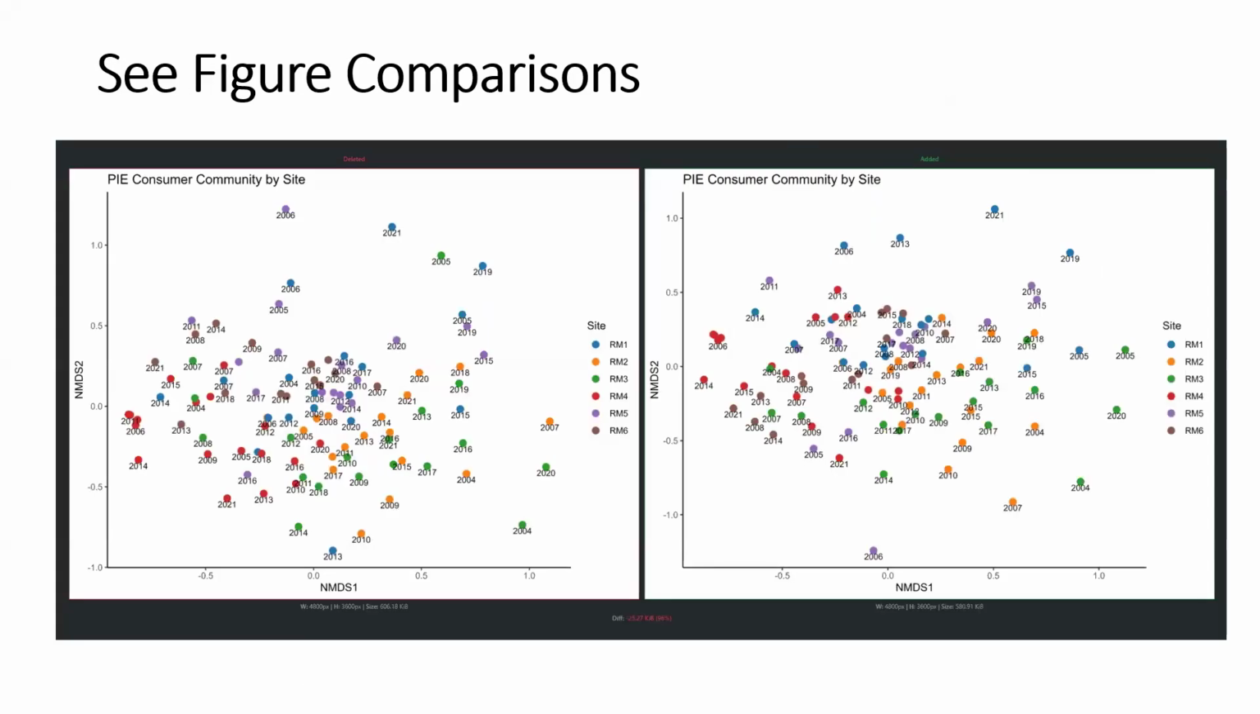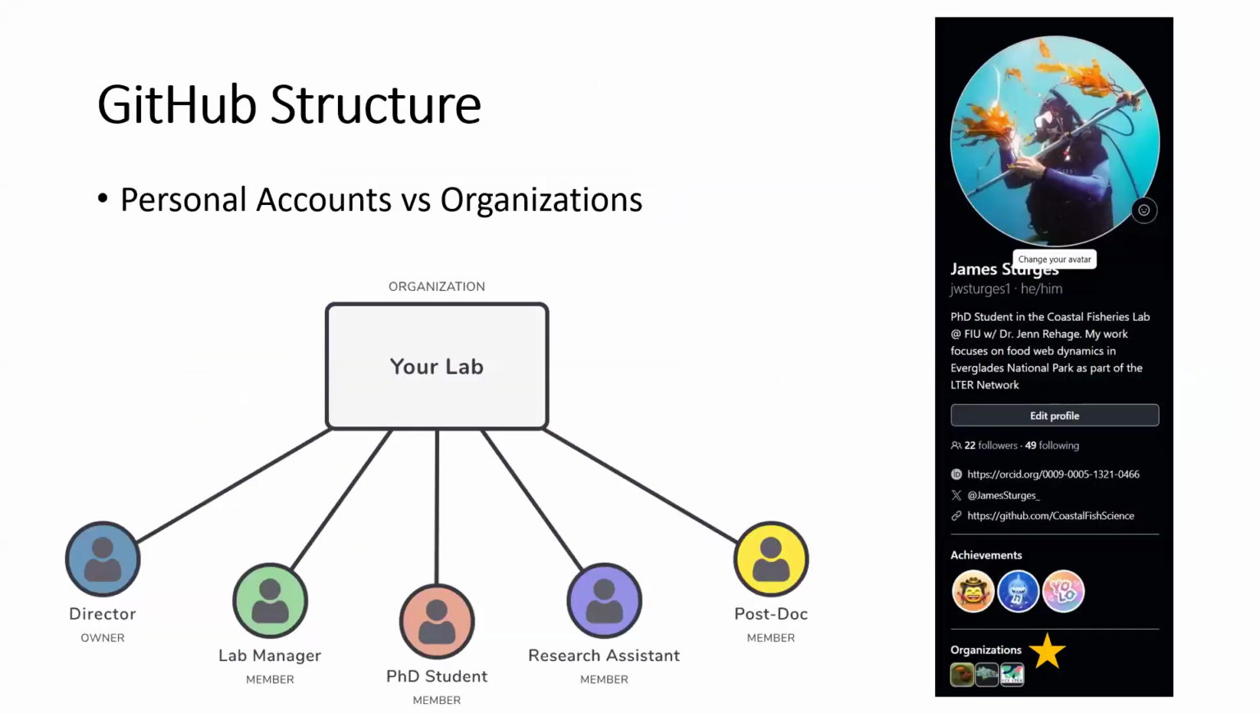And one other thing that I really like about GitHub Desktop is that it's pretty easy for figure comparisons. So let's say you're messing around with the shape of a figure. You can see the before and after. And I just have an example of that right here with an NMDS plot. So it's a good way to see that.